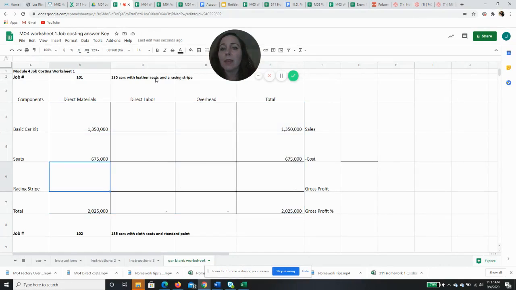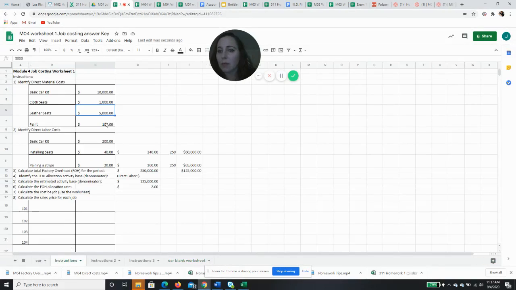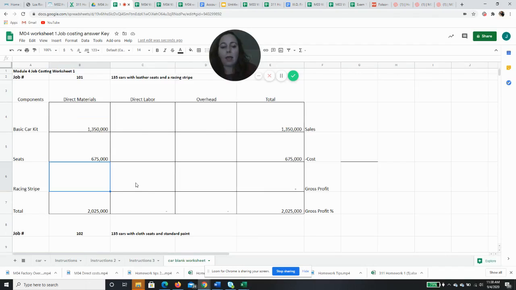The racing stripe, they want a racing stripe. So I'm going to go back over here, and my racing stripe is $100 of paint. Again, I'm going to make 135 cars times the $100 I'm going to spend on racing stripe paint for each car. So I'm going to spend $13,500 on direct materials. The total amount I'm going to spend on direct materials for this job is $2,038,500. Okay, that's my basic car kit plus my leather seats plus the paint for the racing stripe.